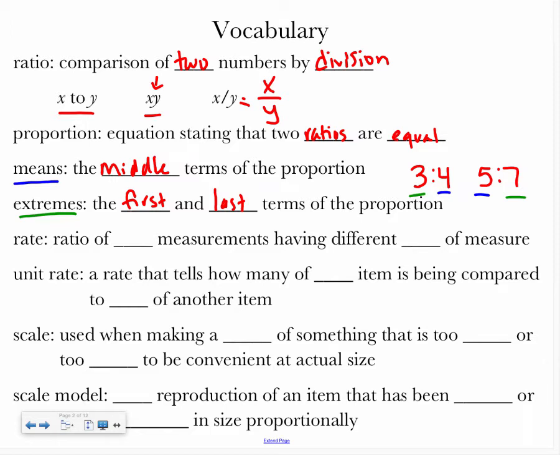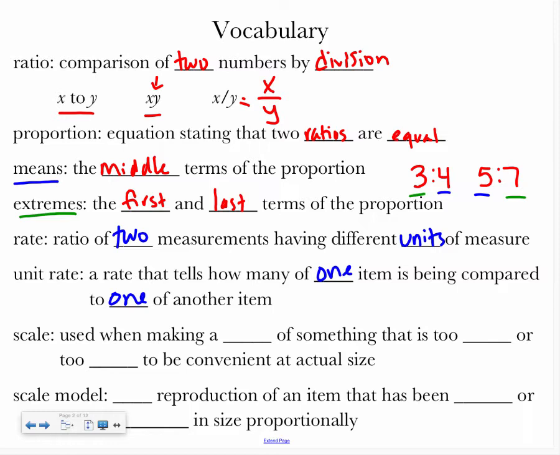Okay? A rate is a ratio of two measurements having different units of measure. A unit rate is a rate that tells how many of one item is being compared to one of another item. Okay, so that'd be saying I purchased, let's say, 10 books for $50. What was the unit rate? The unit rate, so you'd figure out how much should one of those books cost instead of 10.